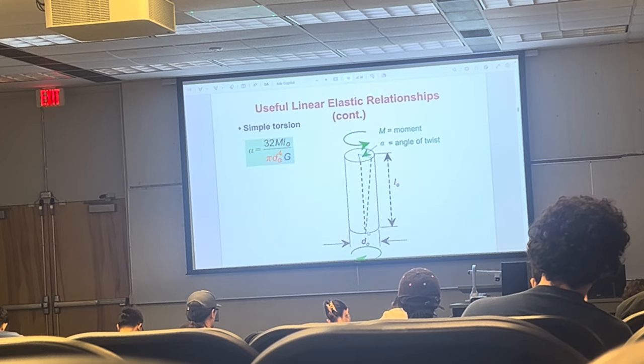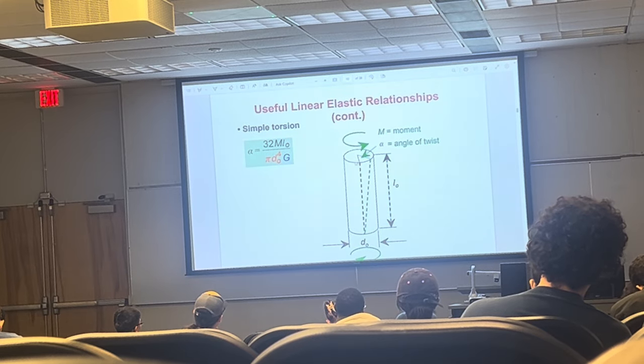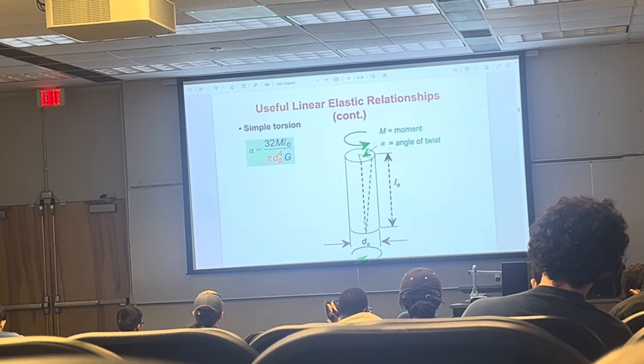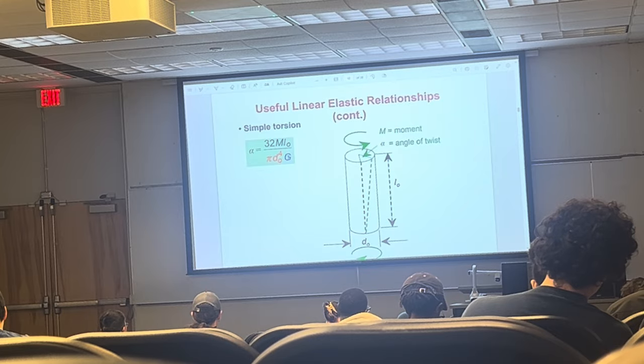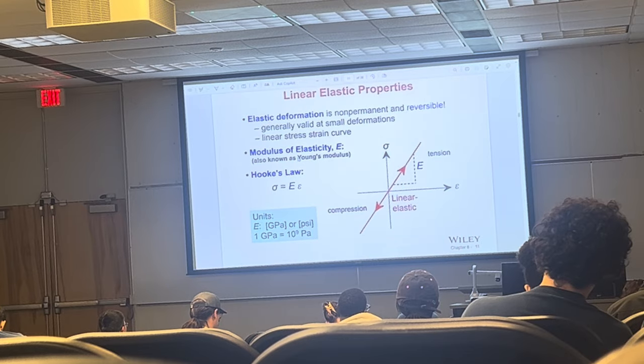You see here, this is a bar, and when you twist it in opposite directions due to this moment, there's going to be a certain angle of twist alpha. You see this? There's an angle. That angle of twist is equal to the moment, and L0 is the original length, D0 is the diameter, and G is the shear modulus. It's equivalent to the elastic modulus E. So if you see G, that means shear modulus.